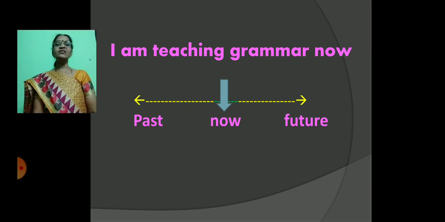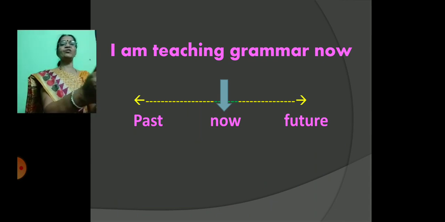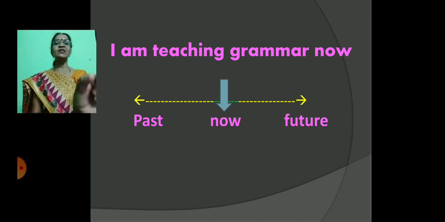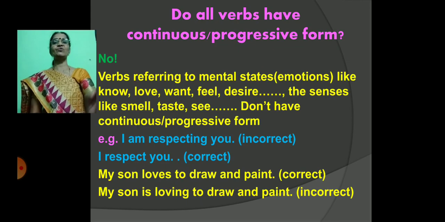So, you can see here in this slide, I am teaching grammar now. So, you have got the past, you have got the future, but the arrow is in the center. That means the action is taking place now. So, you can find it out over there.